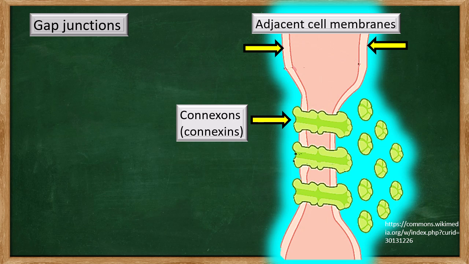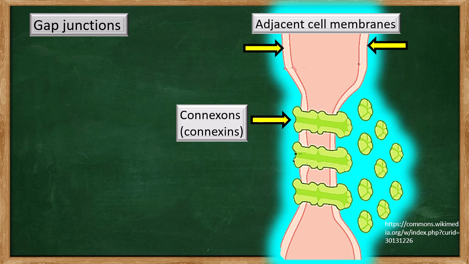Now that tunnel is made up of a protein known as connexons. The protein material that forms it is the connexin protein. So there will be such tunnels, like bridges, connecting the two cells, especially in places where the two cell membranes are closely opposed to each other.